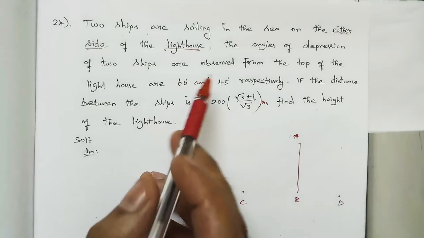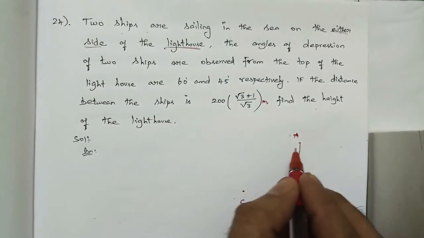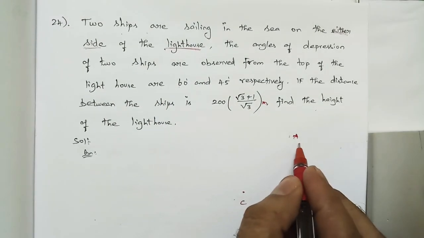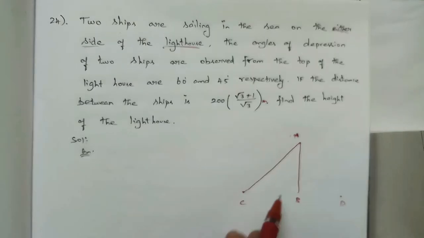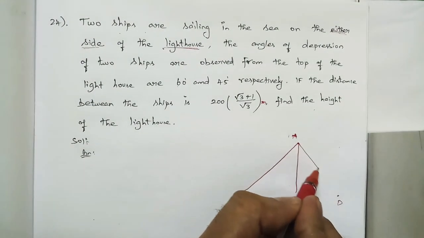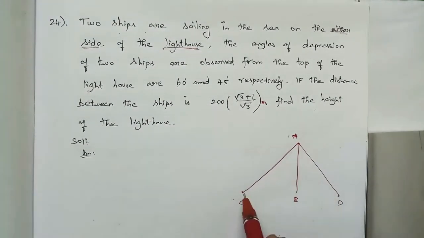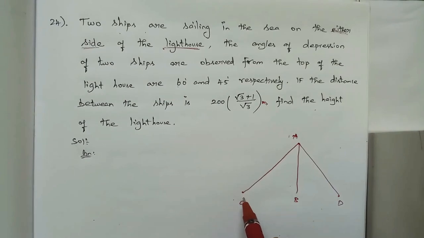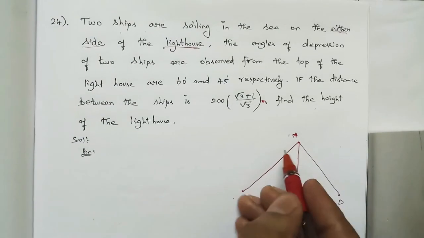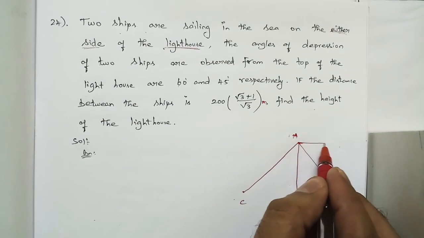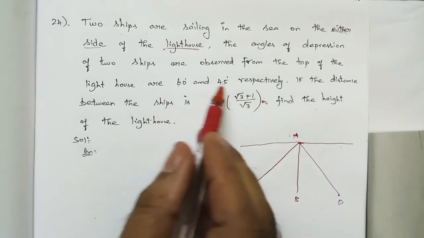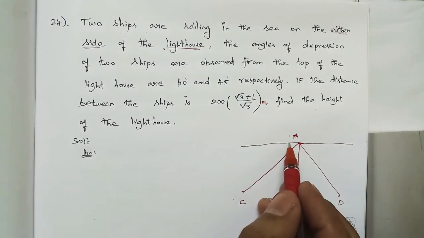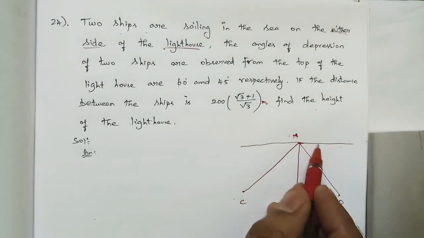So they have given the angle of depression. I'm drawing the line of sight, right? From point A, from the top of the lighthouse, they are seeing the ship, point C is ship 1 and point D is ship 2. This is the line of sight. The horizontal line we want to draw from where they are seeing, from the top alone. So from the top we draw the horizontal line, right? And 60 degree and 45 degree. So the first ship is 60 degree and the second one is 45.